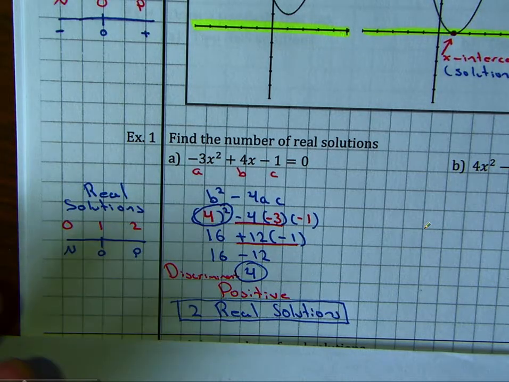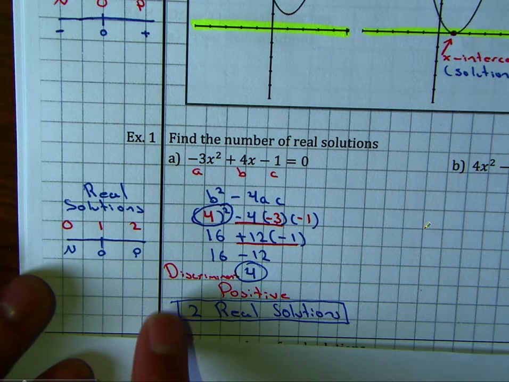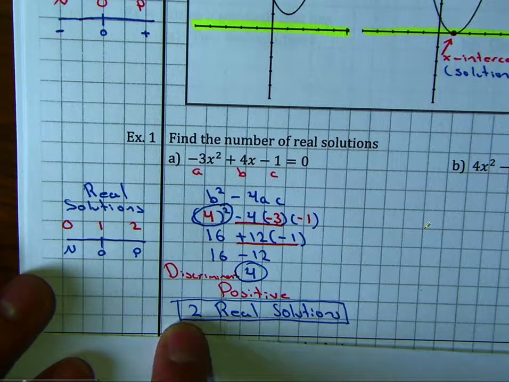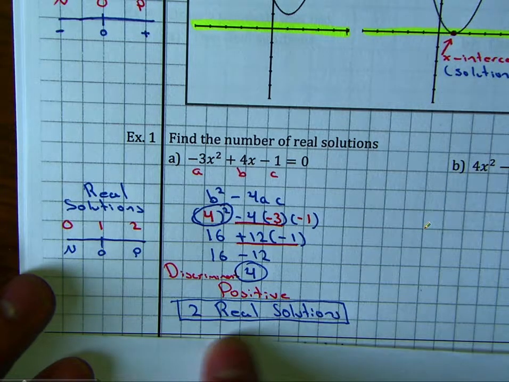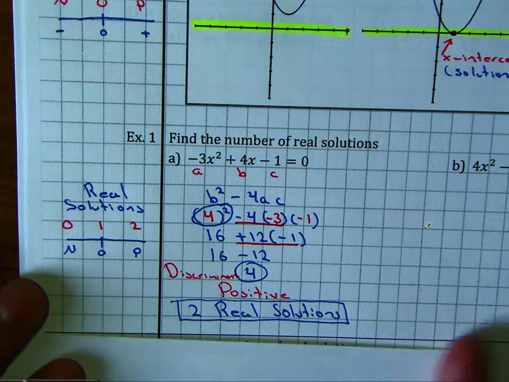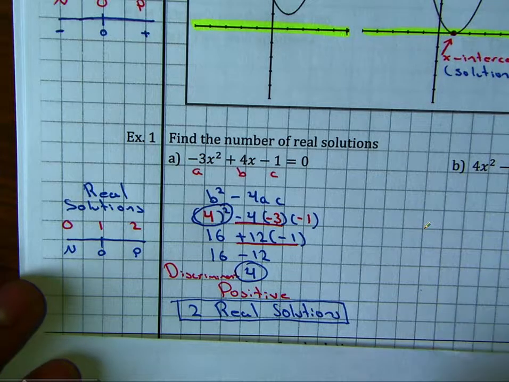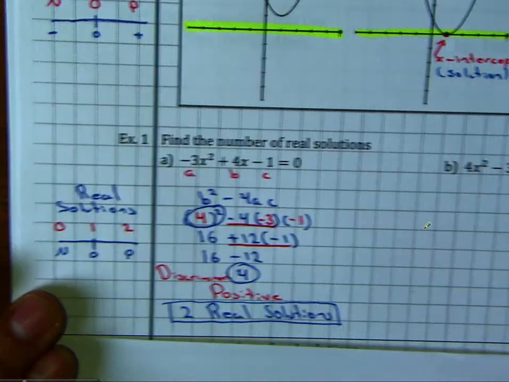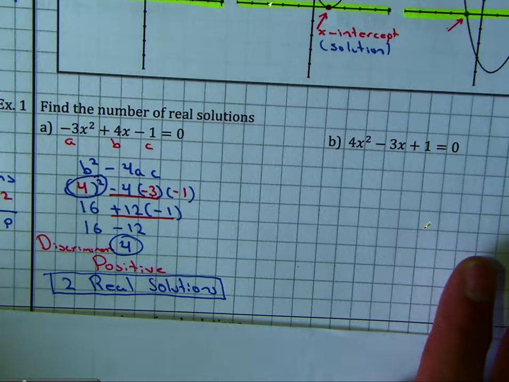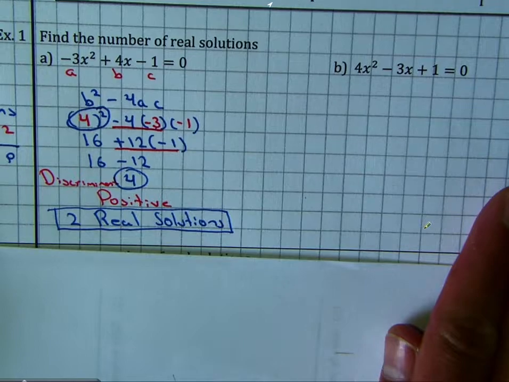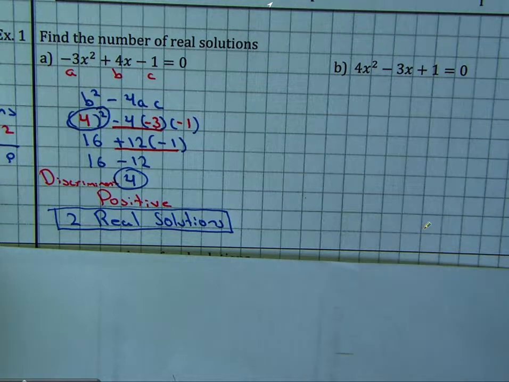And that's it. So one of the things that we want to be able to find out is the number and the type of solutions. We already know how to find the solutions by completing the square, by factoring, by square roots, or by graphing it, just like we did right now. But now there's going to be times that we just want to find how many solutions it has. Let's try letter B.